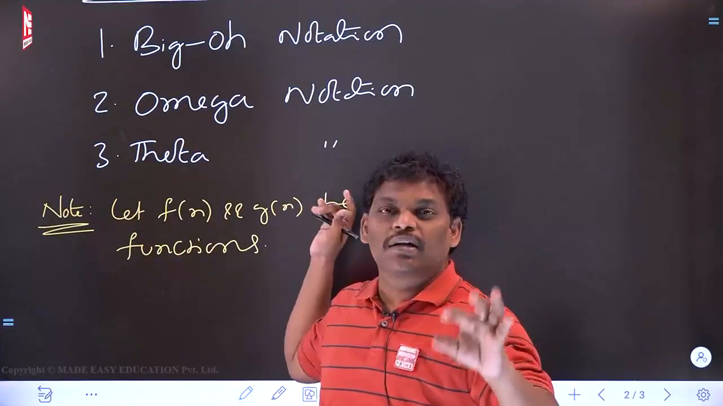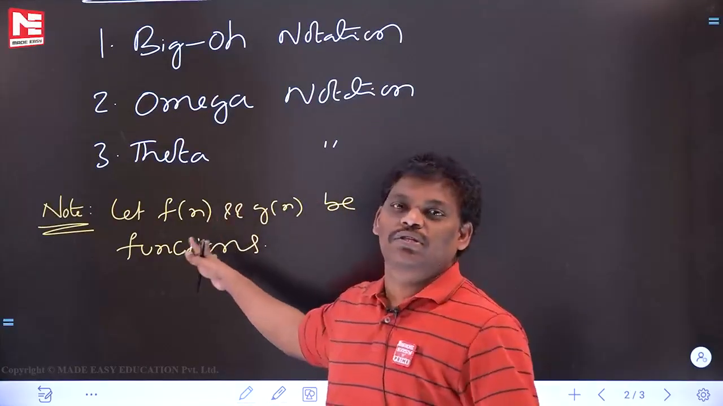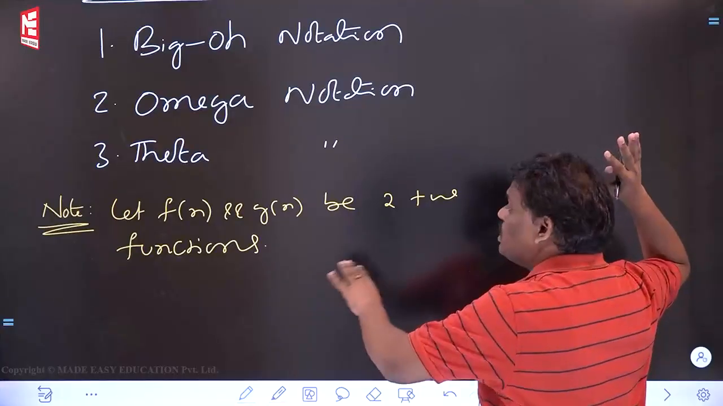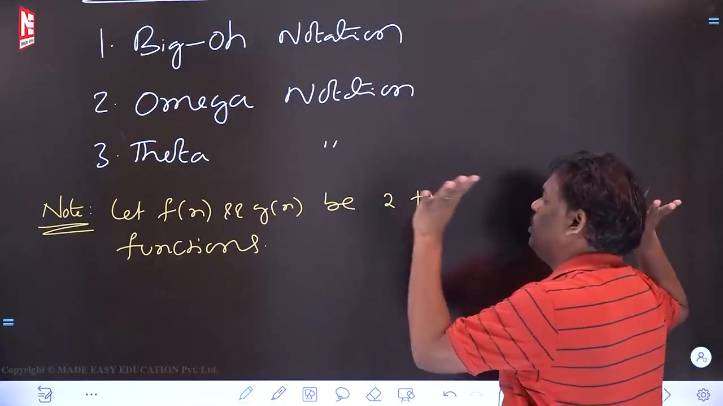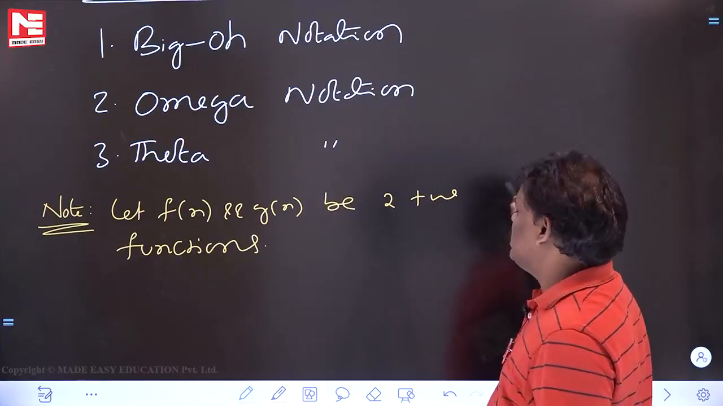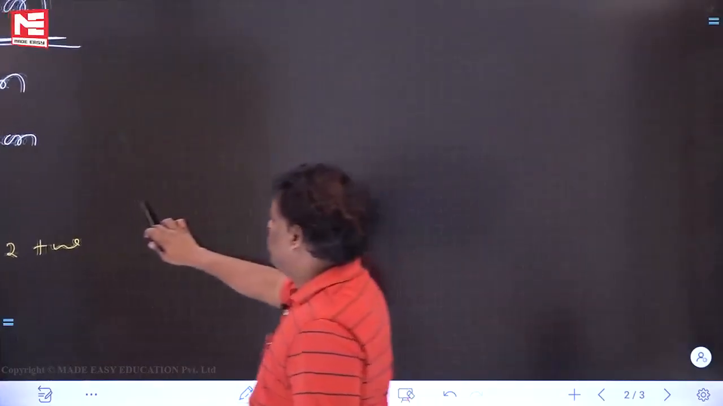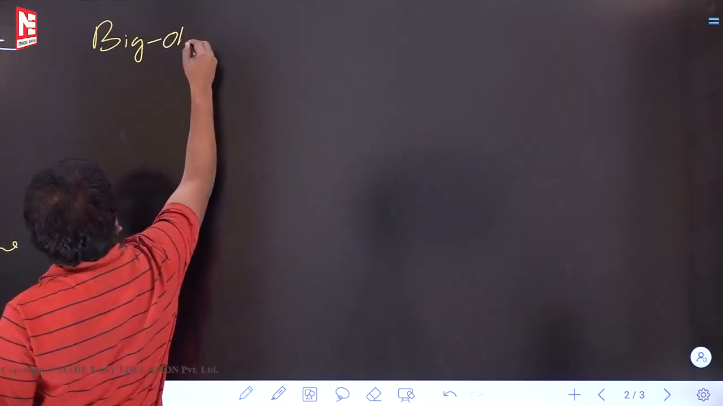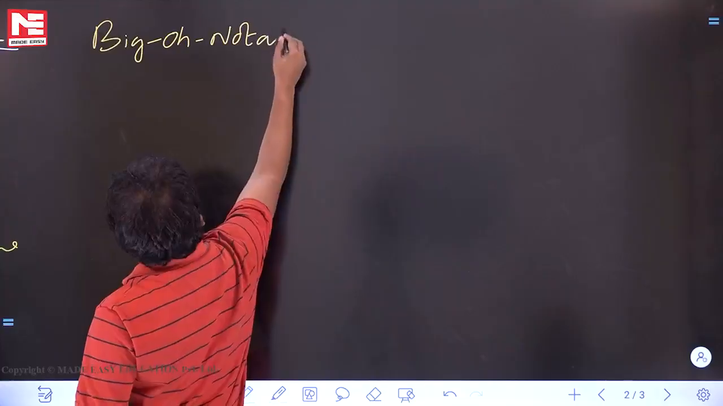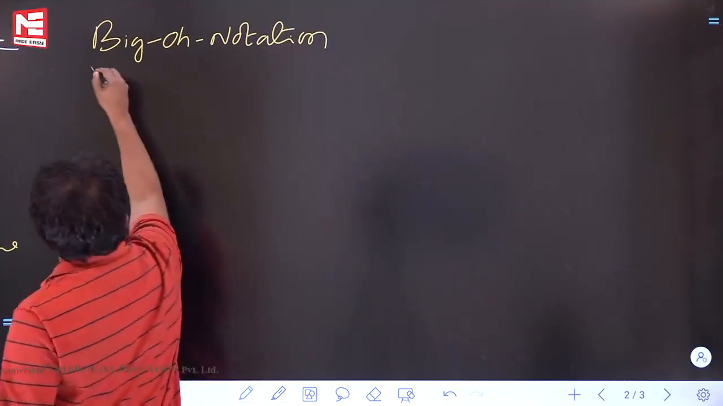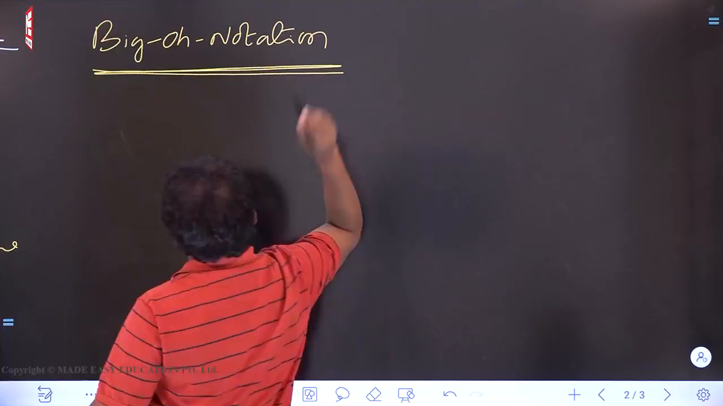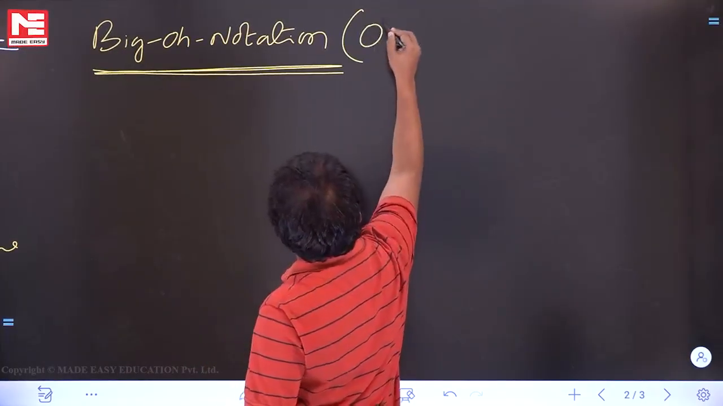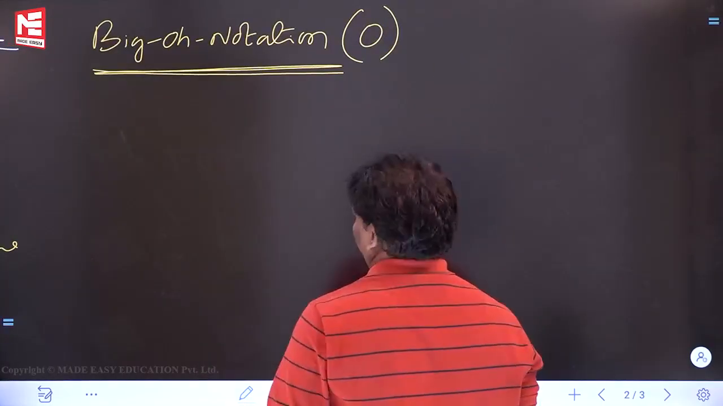Just remember at least this: in this entire story, we will talk about f of n and g of n, which are positive functions. Now let me write one by one. See this one, big O notation I am writing. Big O notation. So this is the symbol, capital O means big O.